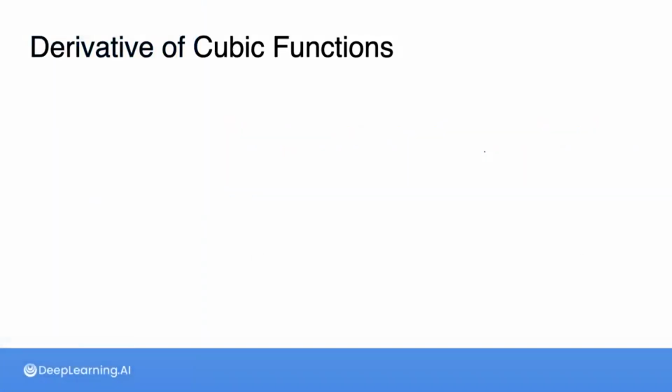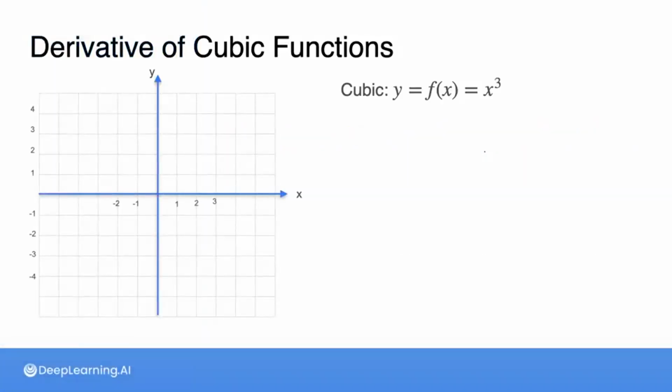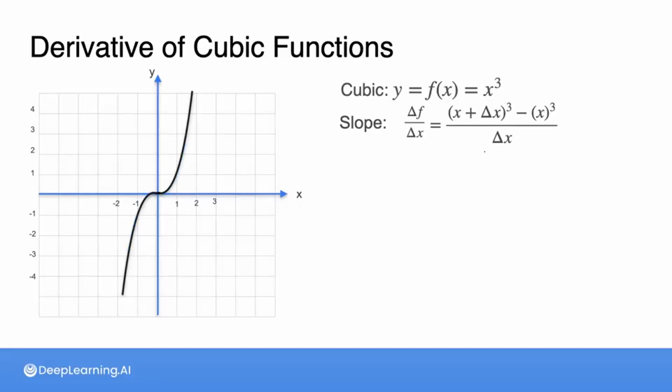So now that you know lines and quadratics, let's go to cubics. The simplest cubic is the function y equals x cubed, seen over here. And here are some of the slopes of the tangents. Again, the formula is very similar from before. It's x plus delta x cubed minus x cubed divided by delta x, and then as delta x goes to 0, then this value becomes the slope of the tangent line, or the derivative.